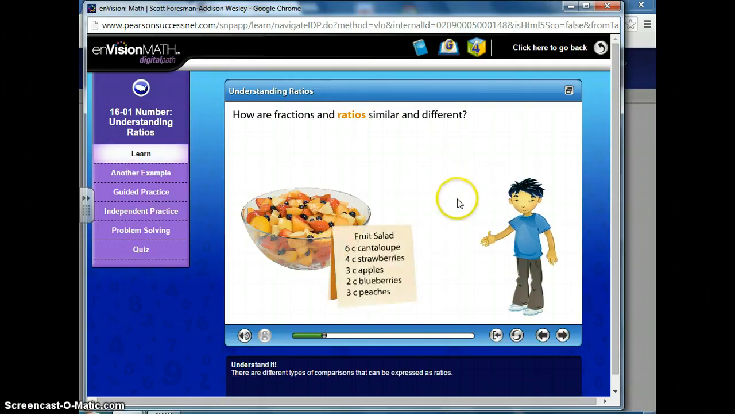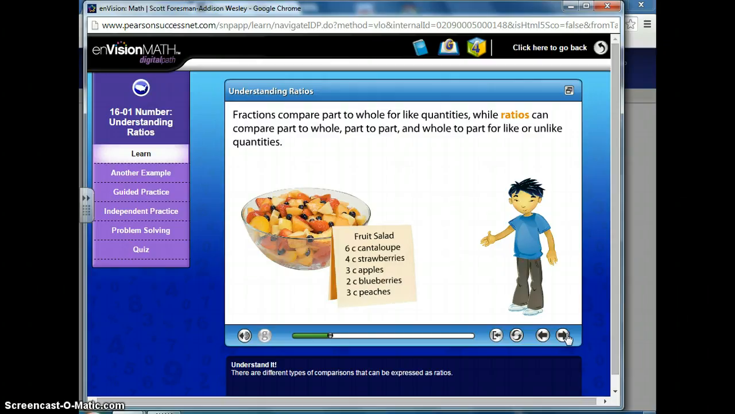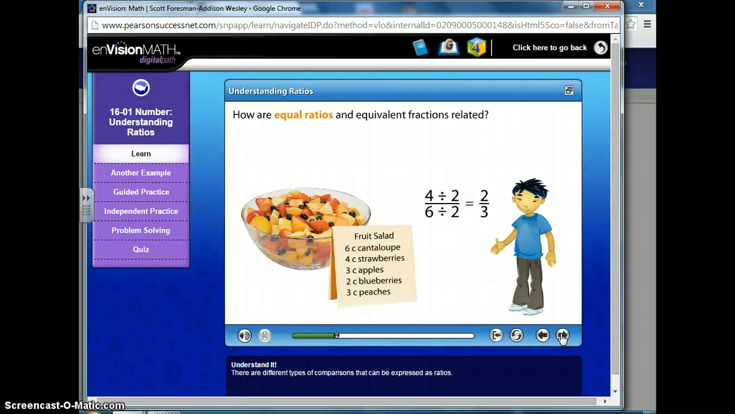How are fractions and ratios similar and different? We gave how they're similar. They're different because a ratio can be a part to a part or the whole to the part. Fractions compare part to whole for like quantities, while ratios can compare part to whole, part to part, and whole to part for like or unlike quantities. How are equal ratios and equivalent fractions related?